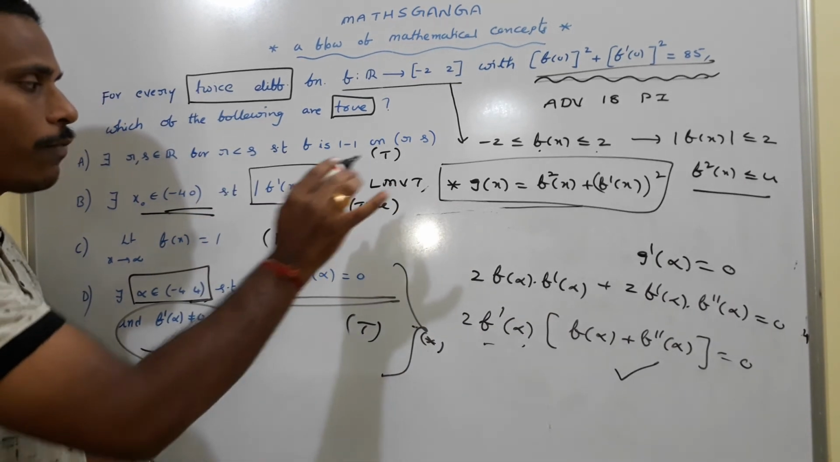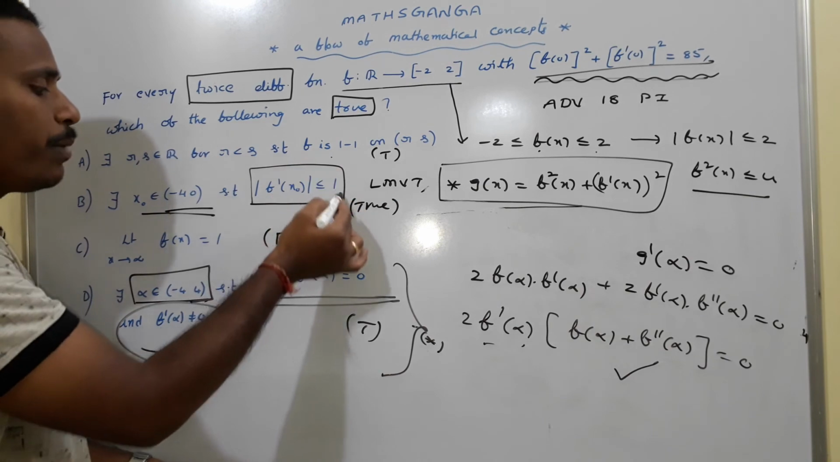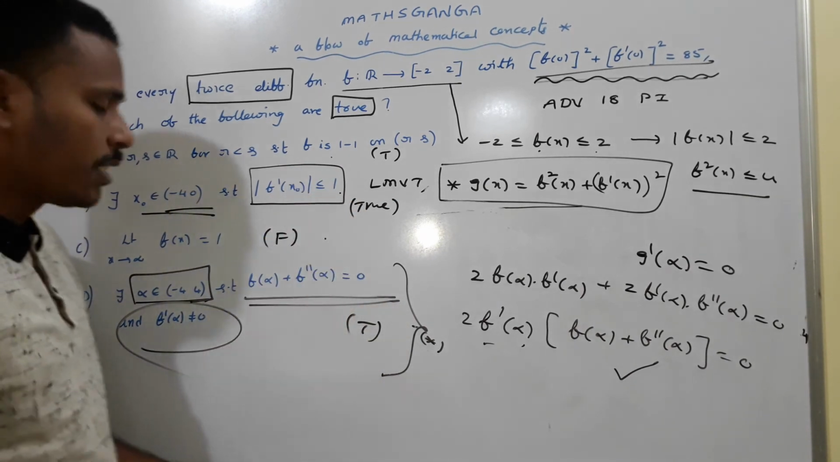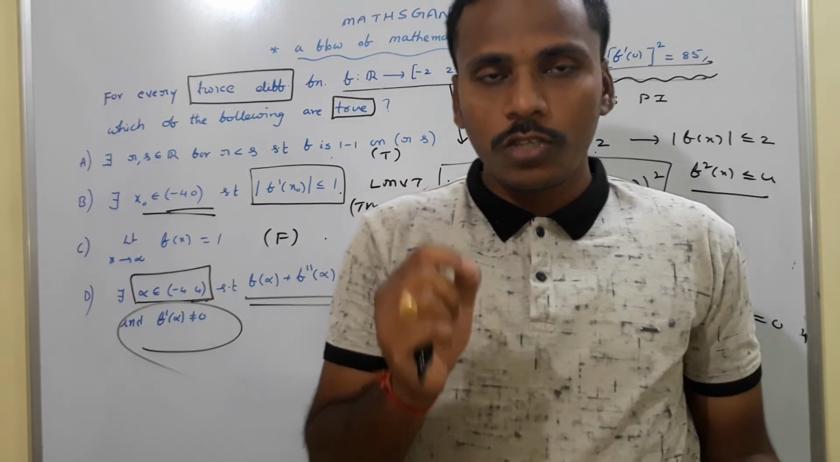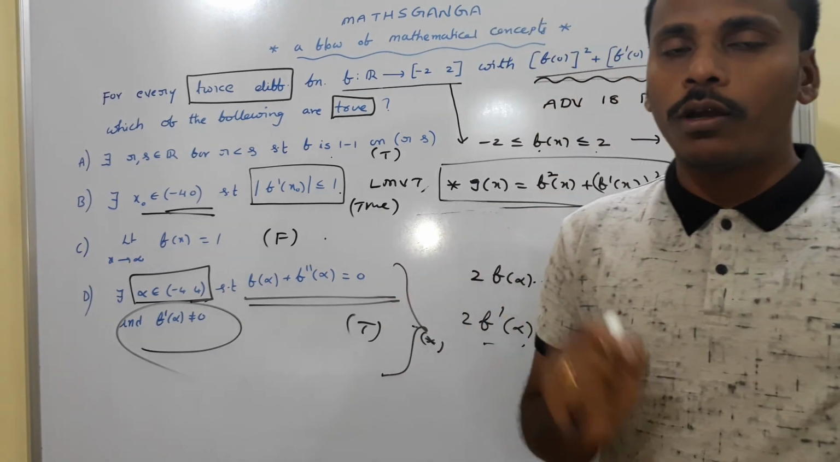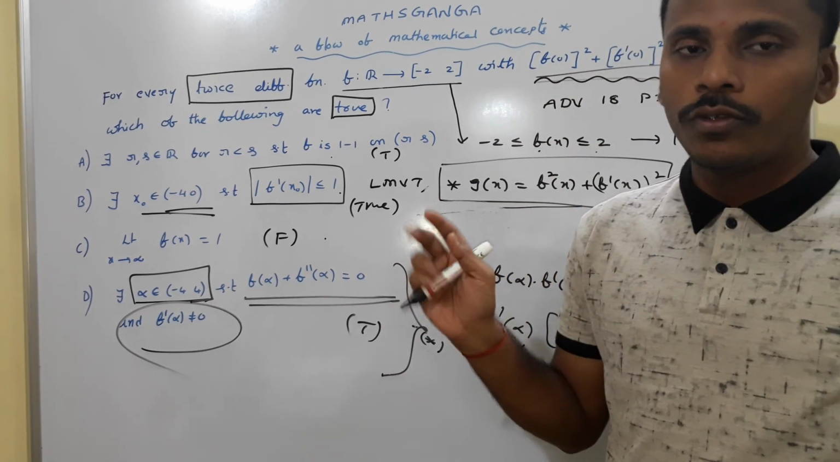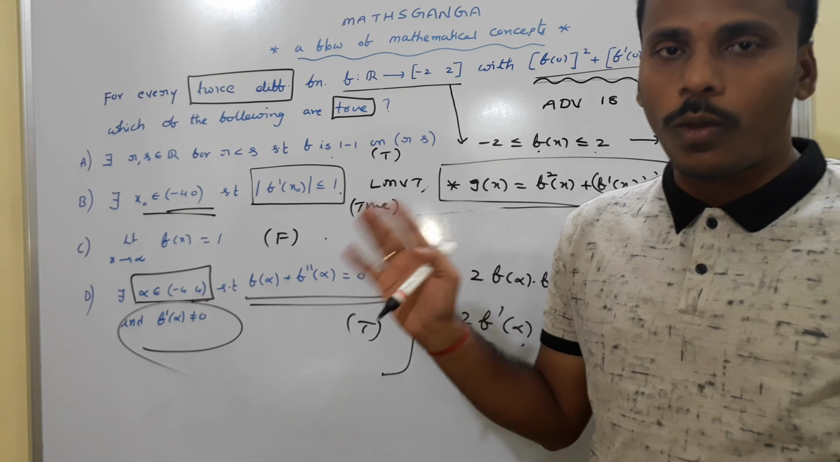So for this problem, if you observe, options A, B and D are true and option C is a false statement. This is one of the tricky problems on the application of derivatives asked in JEE Advanced 2018 Paper 1. Thank you.